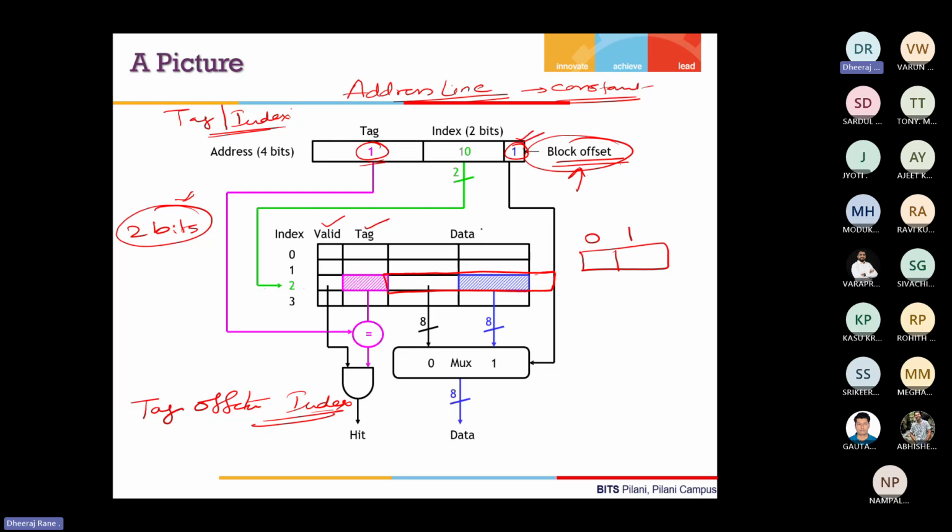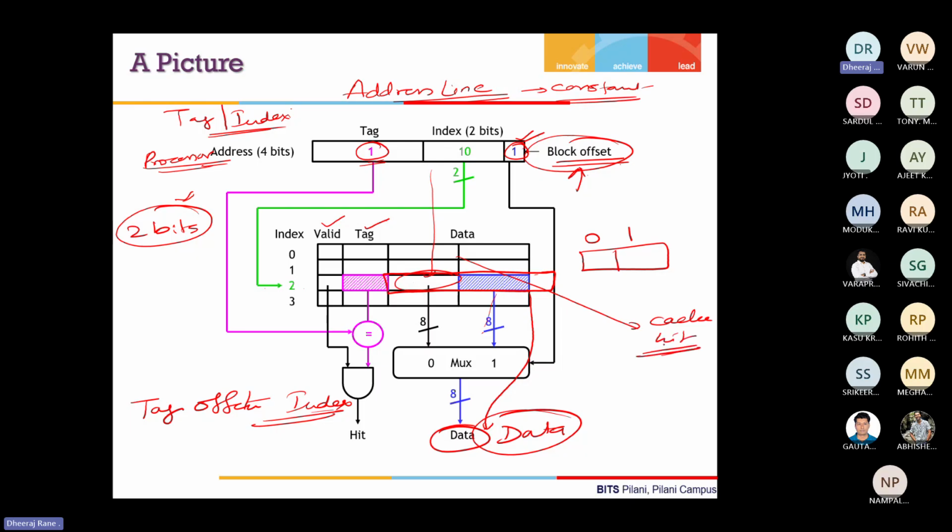Because this value is 1, it is considering the right one, and this particular block is passed as data. But now what is the advantage we are having at the later stage? If this particular block, because of the spatial locality, is at all being referred by the processor, right? So that way it will be a cache hit, means that data will be found in the cache only.